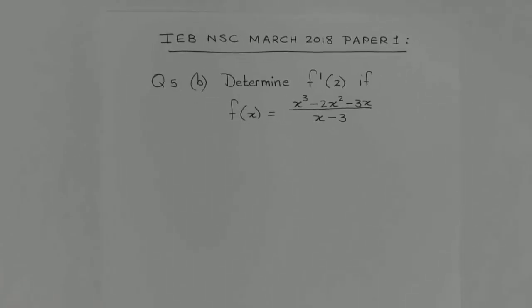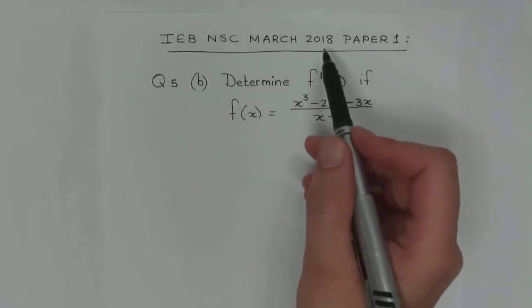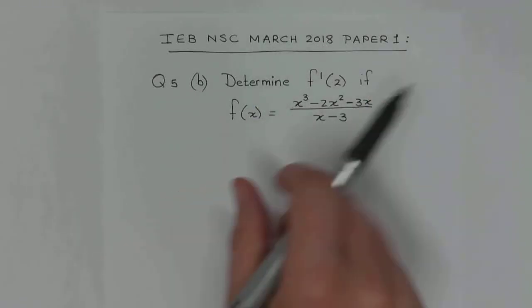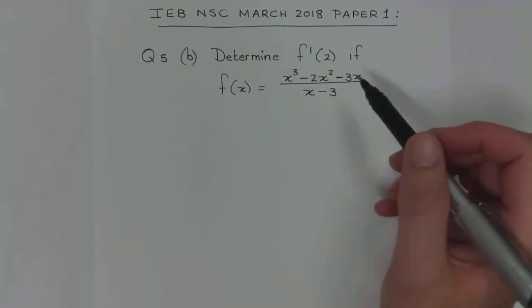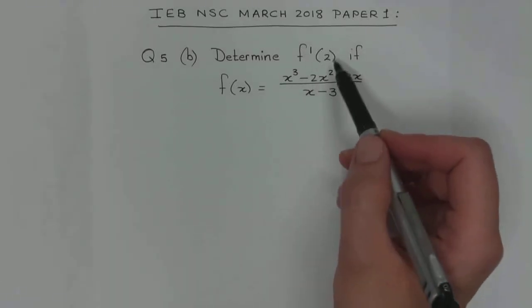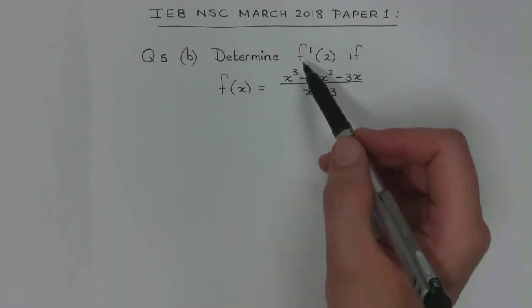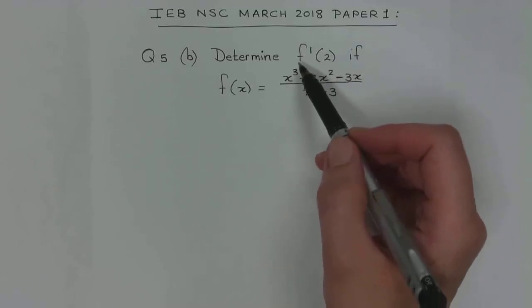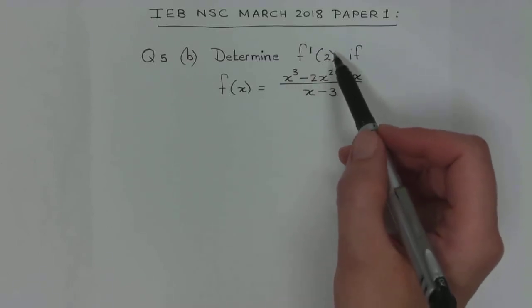Okay. Another example, this one is from the IEB March 2018 paper 1. So again, that's a supplementary paper. Now, what makes this one different than the previous ones we've done is they don't ask for f accent of x. In other words, they don't ask for the derivative in terms of x. They ask for the first derivative where x is equal to 2.